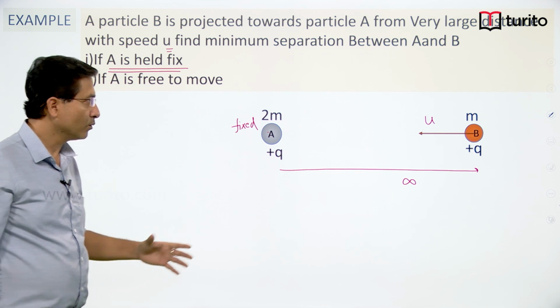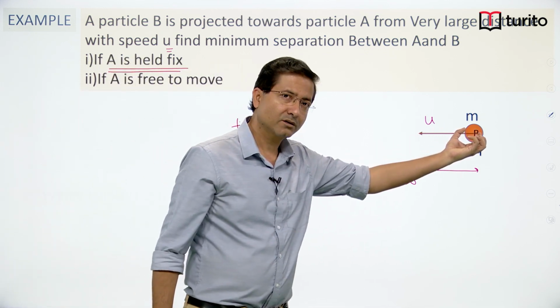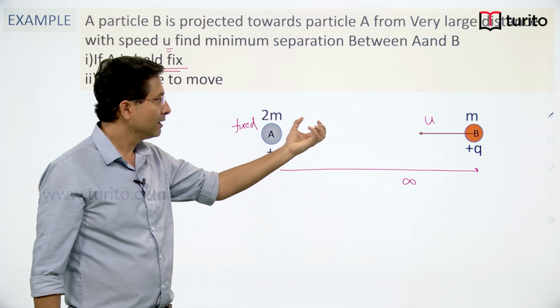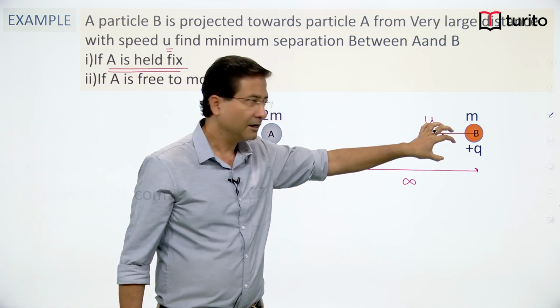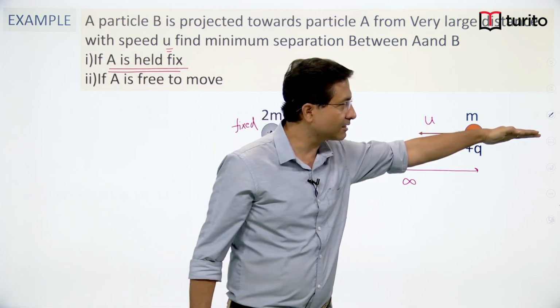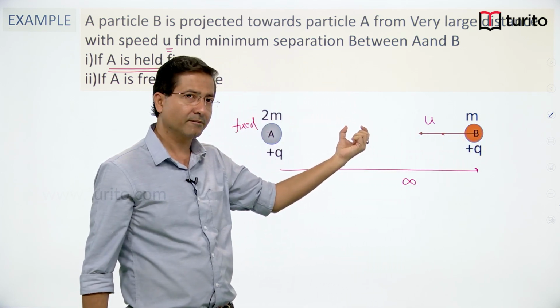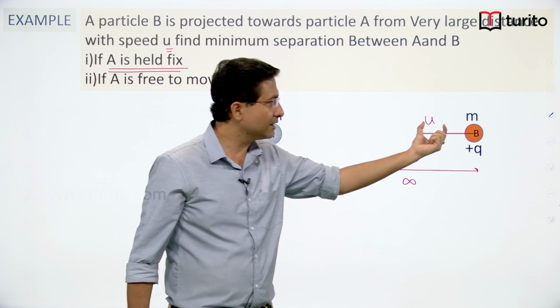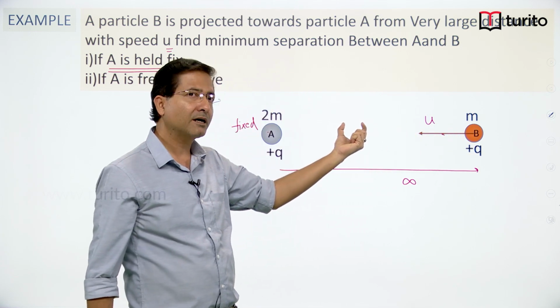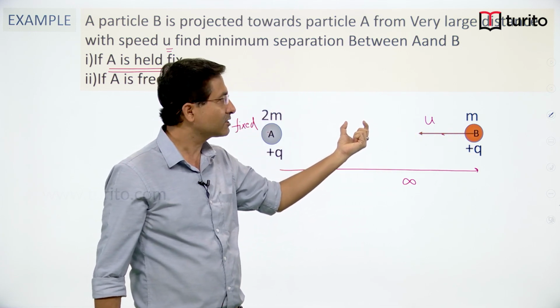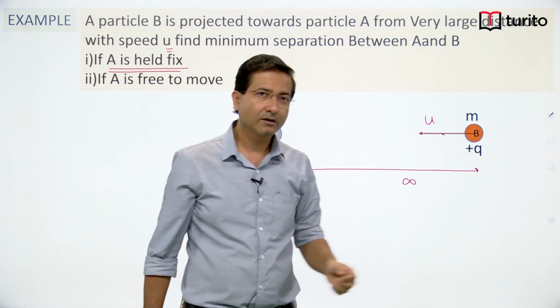Now, as this particle moves towards this particle, both are positively charged, it will experience force in this direction. As it moves from here to here, its speed keeps decreasing. As its speed keeps decreasing, at one point of time it will come to momentary rest and then it starts moving in the backward direction, right.